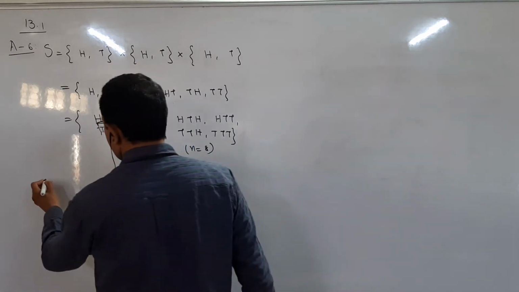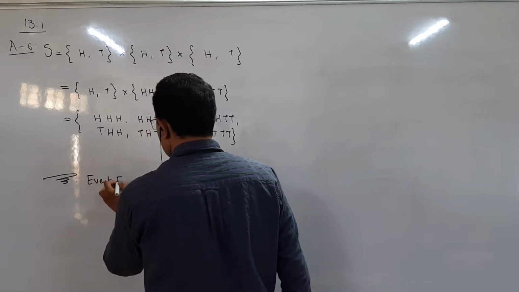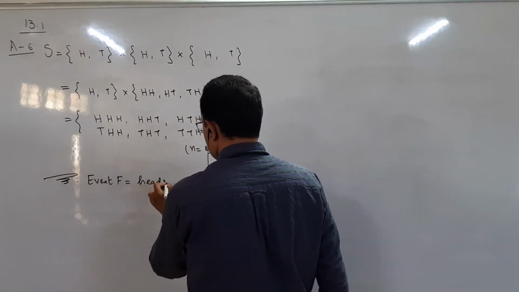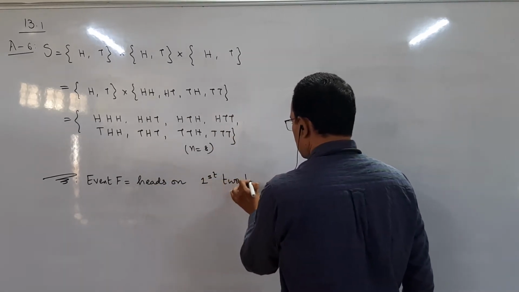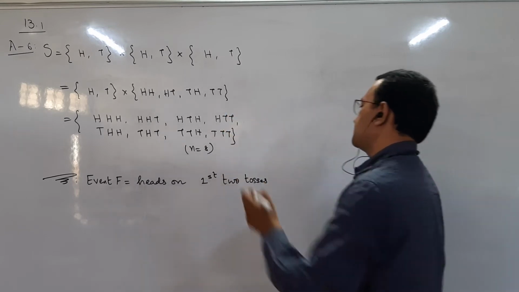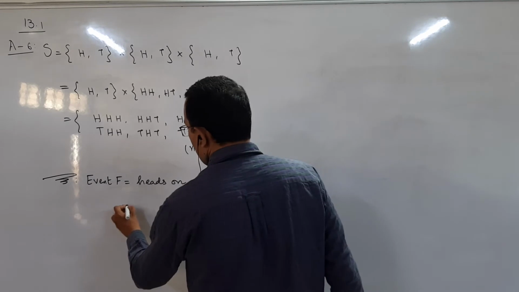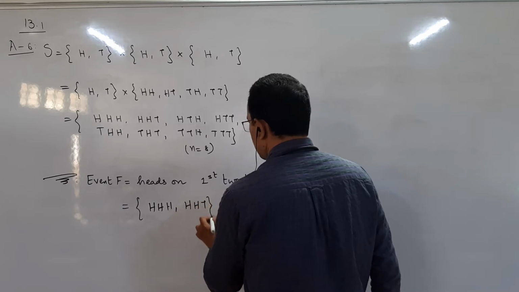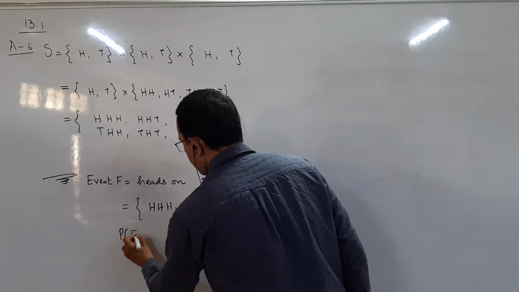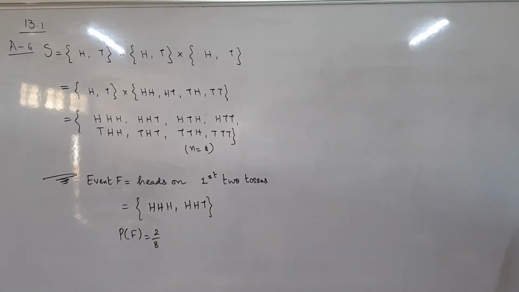This is given. So I am showing you then F. Event F: heads on first 2 tosses. So we are to write the outcomes having 2 heads in consecutive order. So HHH and HHT. So the probability of event F is 2 by 8. We can write it as 1 by 4, but let us keep it as 2 by 8.